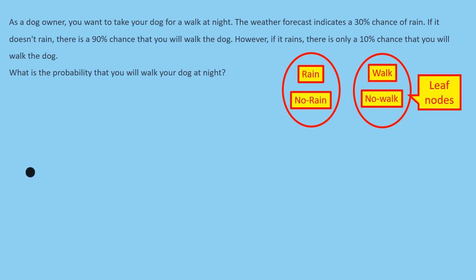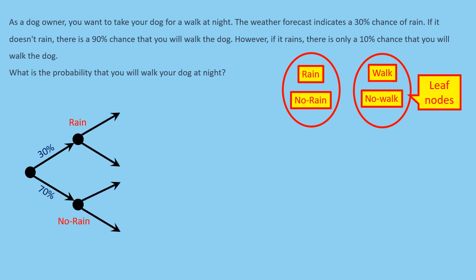We start with the root node, which represents the beginning of the event. Then we draw two branches from the root node, one for rain and one for no rain. The rain branch has a 30% probability, which means there is a 30% chance of raining. The no rain branch has a 70% probability, which means there is a 70% chance of not raining. Next, we draw two more branches from each of the rain and no rain branches, one for walk and one for no walk. These branches show what we will do depending on the weather.